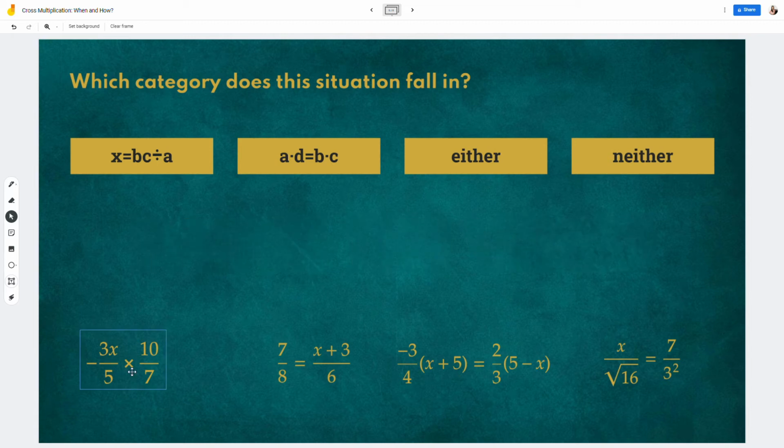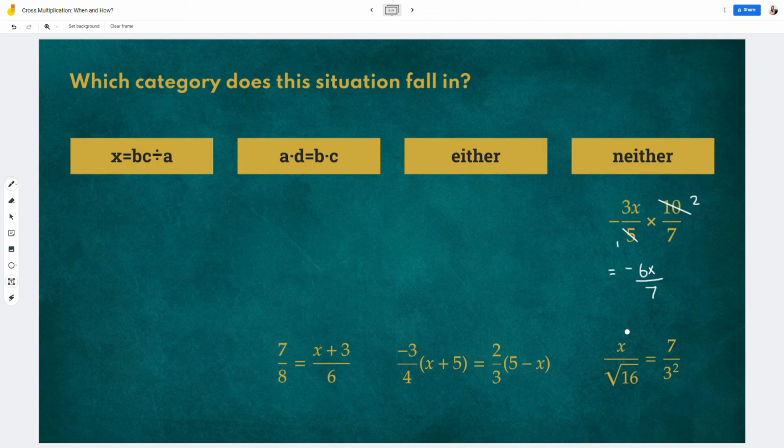This one has one fraction times another fraction, not one fraction equals another fraction, so it belongs in the neither category. For this situation, you don't cross-multiply. You first reduce and then multiply across. The rest of these situations fall under the cross-multiplication category. There are two equations in which x appears only in one position. Because this one has an x plus 3, I'm going to leave it for now. I'm going to move the other equation over to the x equals b times c divided by a category.